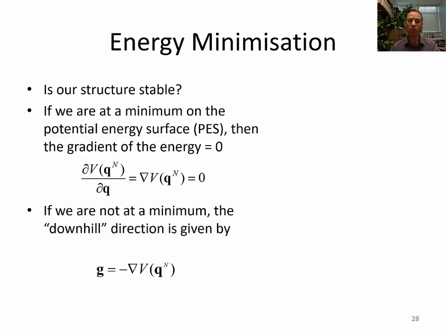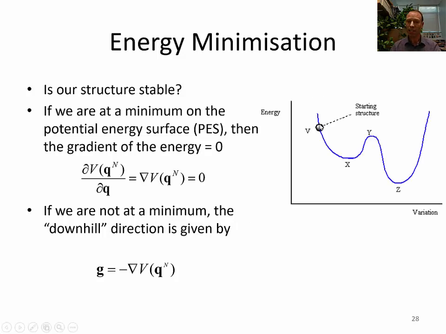If we're not at a minimum, then we can work out which way is downhill by working out the derivative of the energy with respect to all the coordinates, and then taking the minus sign of it, so it's the negative of the gradient, and this gives us the downhill direction g. And then we can take a step in this downhill direction and change the coordinates of all the atoms so that we move to a point with lower energy.